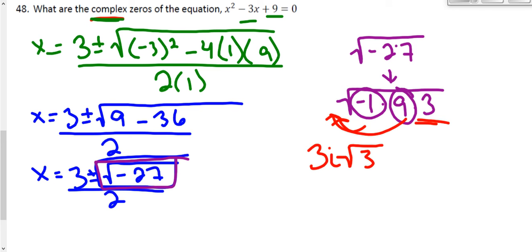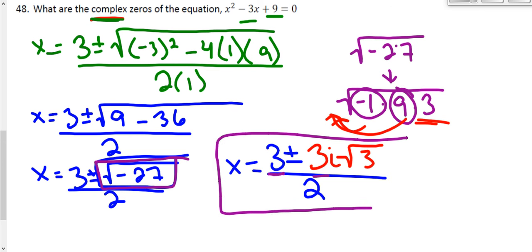And then we can fill in the rest of the stuff we had originally. 3 plus or minus this number over 2. That's what x is going to equal. Now I have a 3 in front of my plus or minus, and I have a 3 here, but the number I'm dividing by is just the number 2, so there's nothing I can actually simplify here. So my answers are either 3 plus 3i root 3 over 2, or 3 minus 3i root 3 over 2, and that question is done, which means that we are finished with topic number 14 from the review.